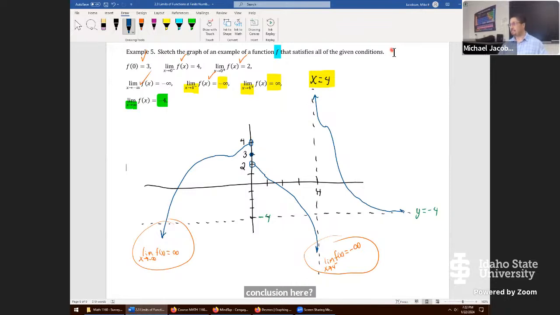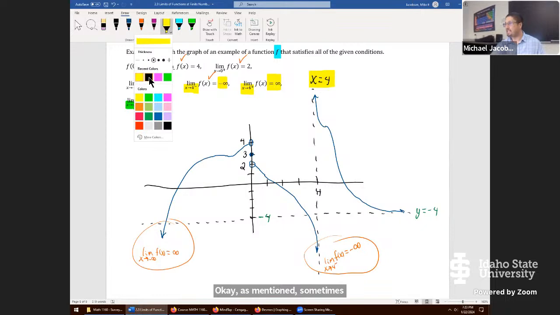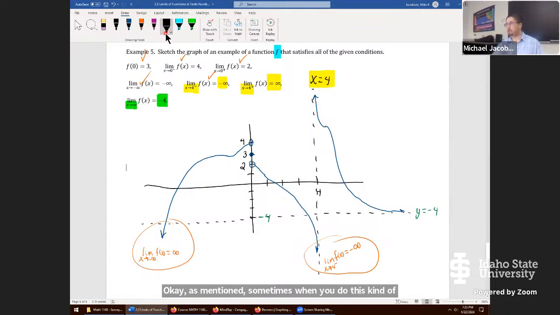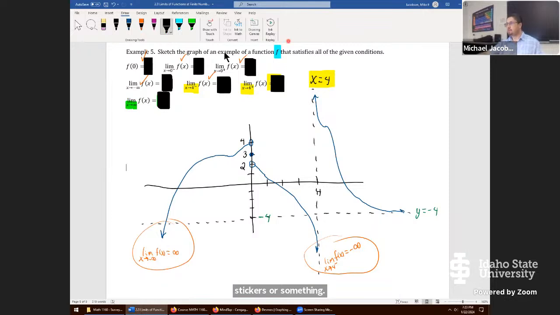Okay, as mentioned, sometimes when you do this kind of problem, it might not be a bad idea to get, I don't know what it would be, maybe note cards or maybe stickers or something. Black these out. It's a little bit easier to do digitally. But if you black these out, you can now reverse the whole problem. Here's your curve. Find out what all the outputs are for all of these. If you're getting the same values, then that's an indication you really nailed your graph. You've got the right stuff.